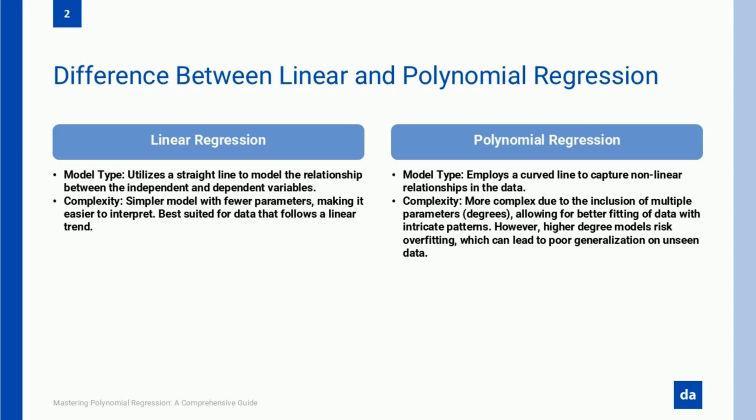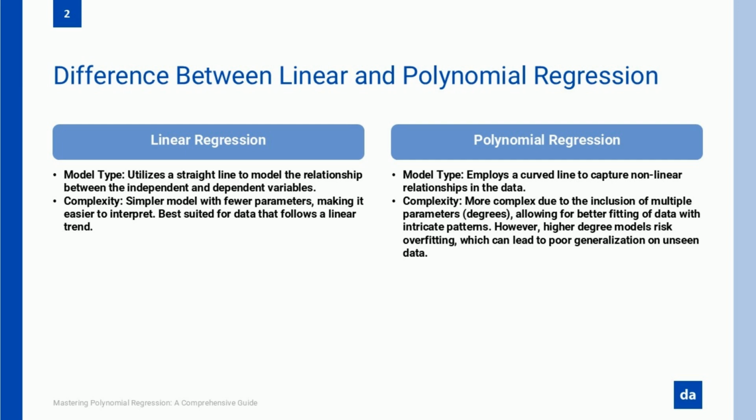It's simple, easy to interpret, and works great when the data follows a linear pattern. But here's the problem. Real-world data often doesn't follow a straight line. Think about temperature changes throughout the year, stock market movements, or even the relationship between age and income. These patterns curve, twist, and fluctuate, making a straight line model too restrictive.